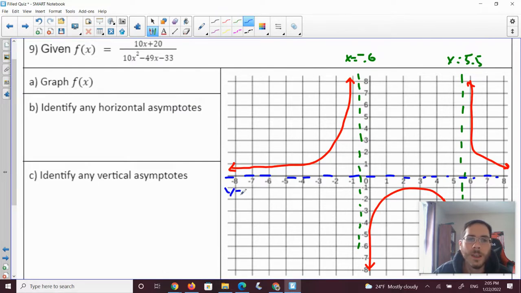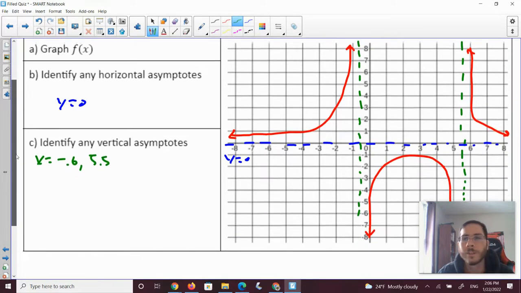So identify any horizontal asymptotes. We kind of did that. We said that y equals 0 is a horizontal asymptote. And then for the vertical asymptotes, we got x equals negative 0.6 and 5.5. All right, so that's pretty nice. I mean, we could do that with the graph. That didn't seem like it was too long.